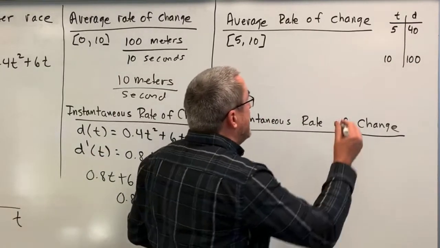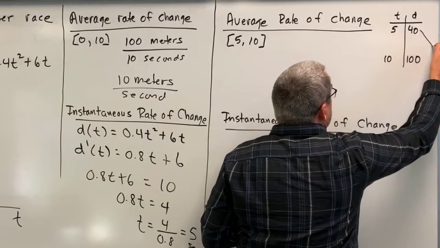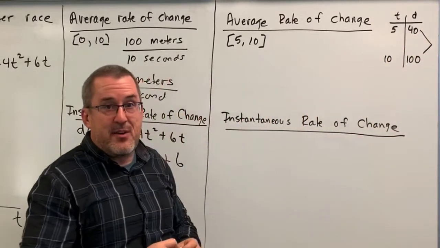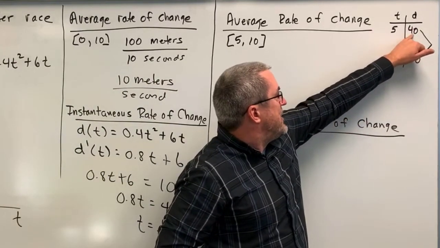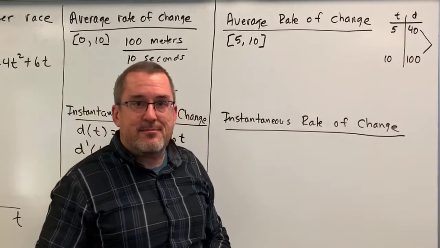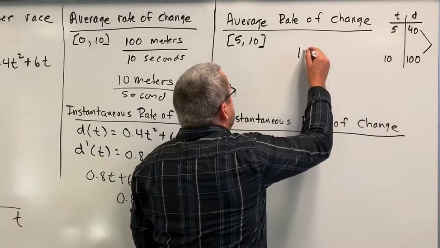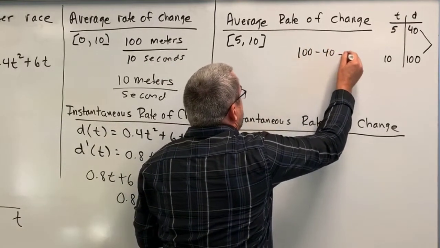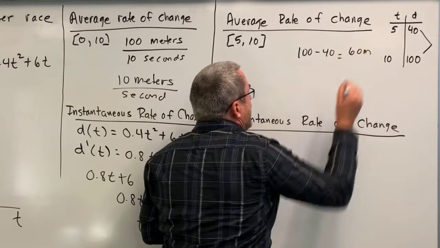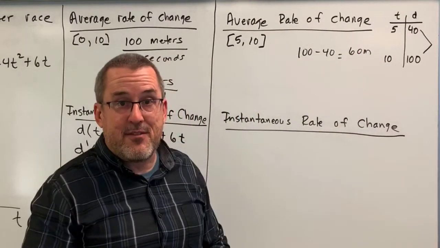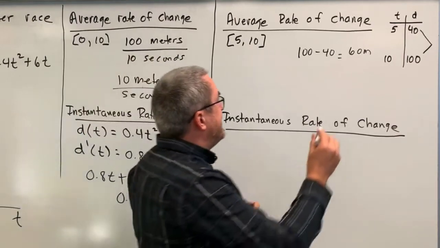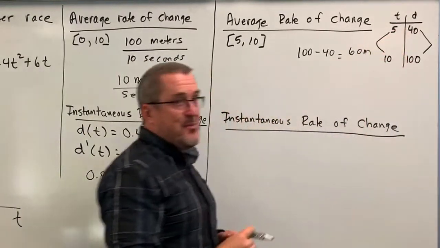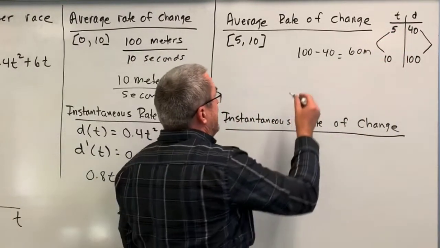Well, first of all, how far did the runner run in that second half of the race, the last 5 seconds of the race? Well, the runner has gone from the 40-meter mark to the 100-meter mark. So we could subtract to find out that the runner has gone 60 meters in the second 5 seconds of the race. And that took the remaining 5 seconds, the last 5 seconds of the race.